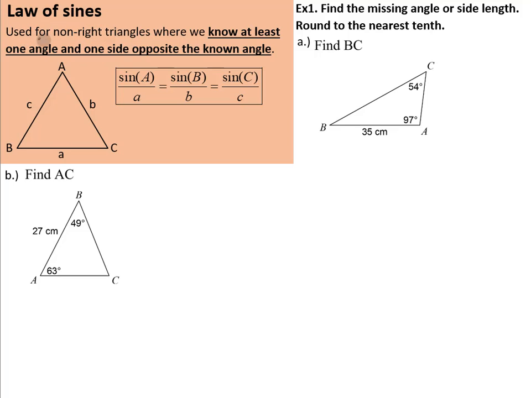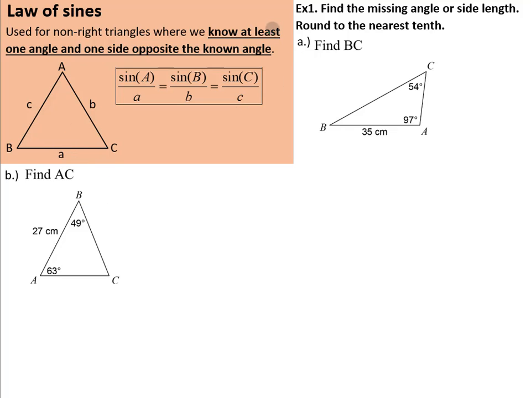Okay, so law of sines is used for non-right triangles where we know at least one angle and the side opposite it. So if in this triangle I knew the angle at B, I need to know at least the side length B and one other piece of information. And you'll be able to see why when we start to set this up. Essentially, we're going to set up a proportion problem, and we need to know 3 out of the 4 pieces in order to solve that way. So we need to know at least an angle and the side opposite it to use law of sines.